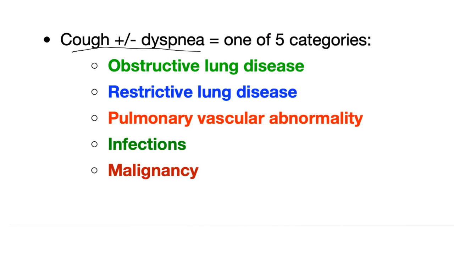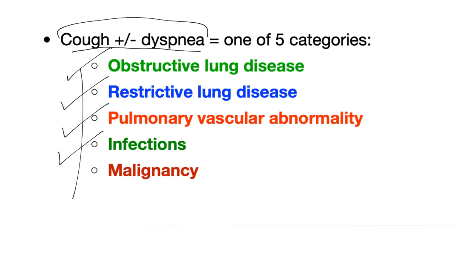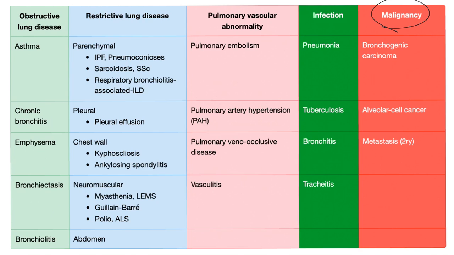Cough and dyspnea equals respiratory problem, and you have 5 options: obstructive, restrictive, pulmonary vascular abnormality, infection, or malignancy. Malignancy includes bronchogenic carcinoma, alveolar cell cancer, and metastasis. We will talk about bronchogenic carcinoma and metastasis today.